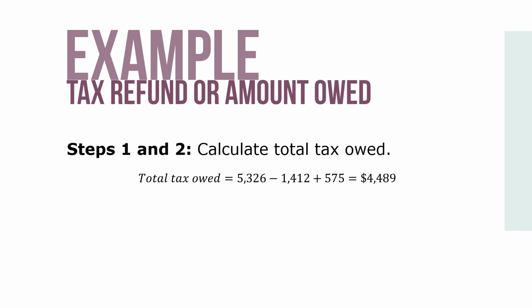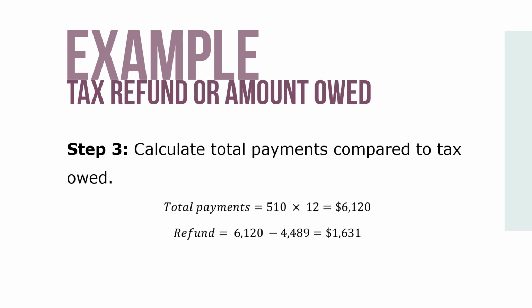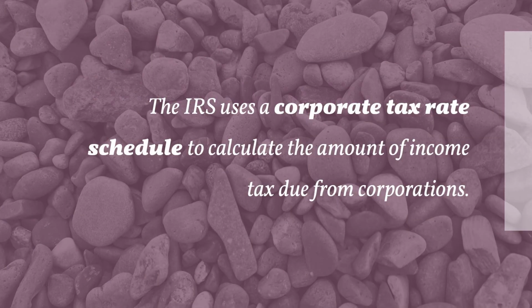Steps 1 and 2. Calculate the total tax owed, which is equal in this case to $5,326 minus $1,412 plus $575 for a total of $4,489. Step 3. Calculate the total payments compared to taxes owed, where total payments equal $510 times 12, which equals $6,120. So, her refund will be $6,120 minus $4,489 for a total of $1,631.